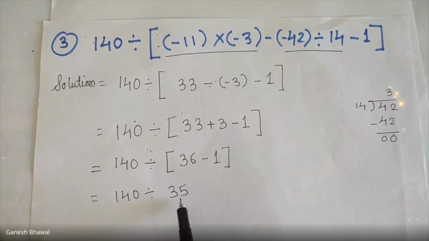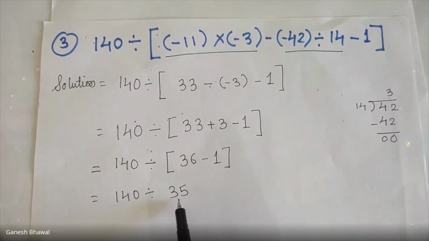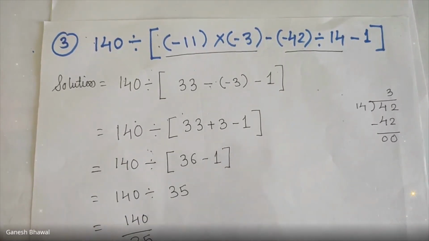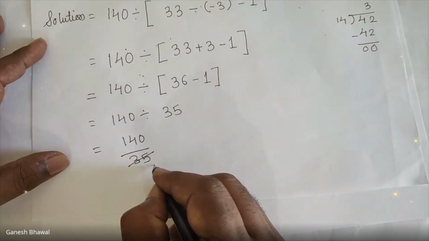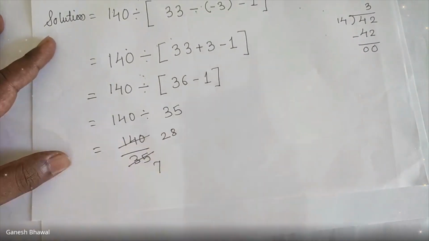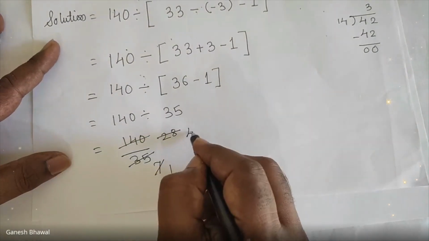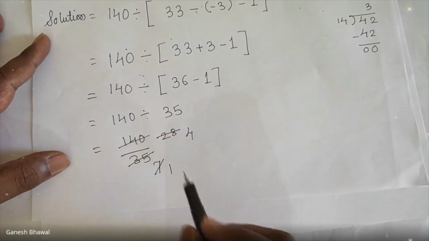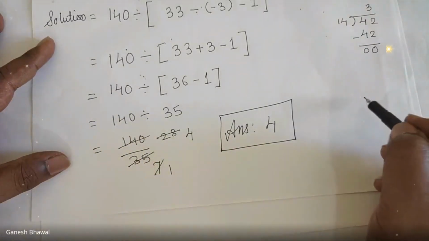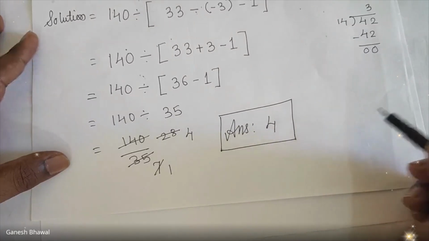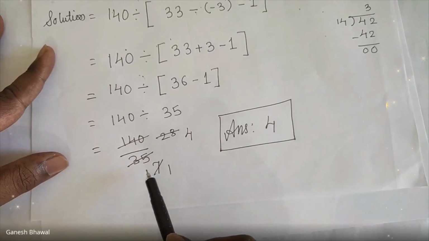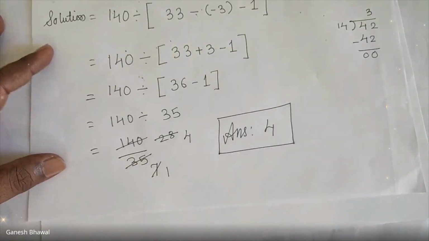Now we have to divide 140 by 35. If I write it in this form, both numbers are divisible by 5. 5 7s are 35, 5 2s are 10, and 5 8s are 40. 7 1s are 7, 7 4s are 28. Therefore, the final answer is 4. Or you can take these numbers in the division form, and in that way also you can solve by writing the table of 35. Understand? Write down this sum.